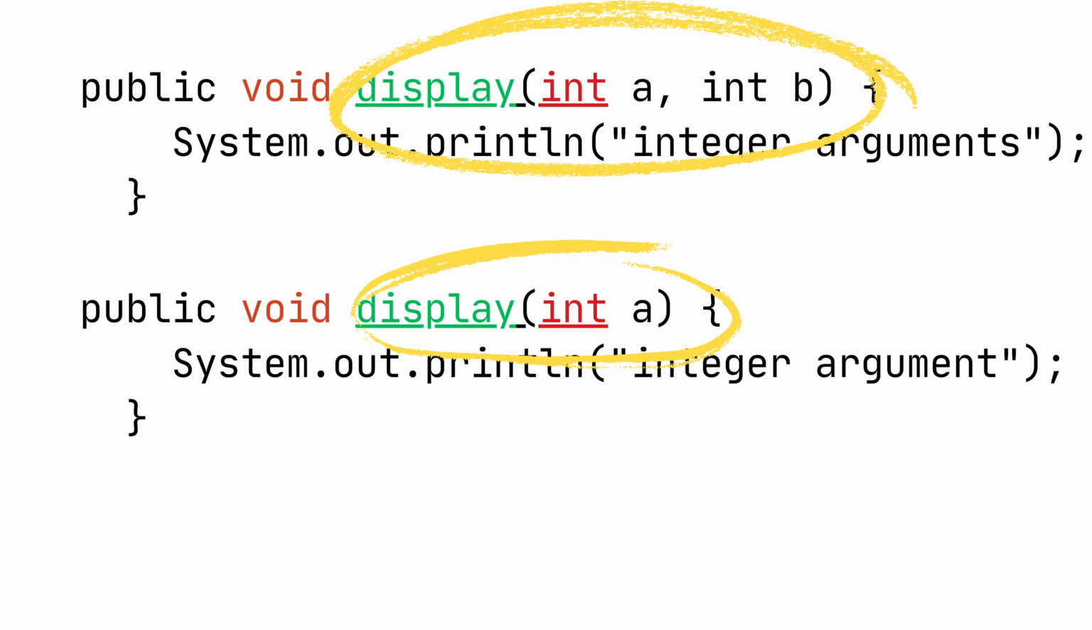Let's see another example with parameters that differ in the number of arguments. Here, the two methods have the same name but differ in the number of arguments. These two are now overloaded methods. Alright, so now we know when two methods are considered overloaded.